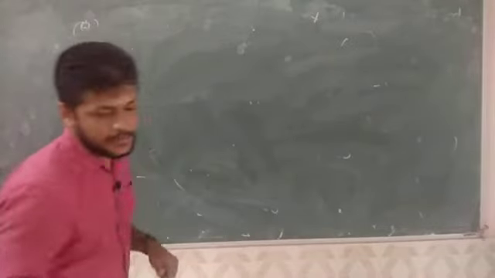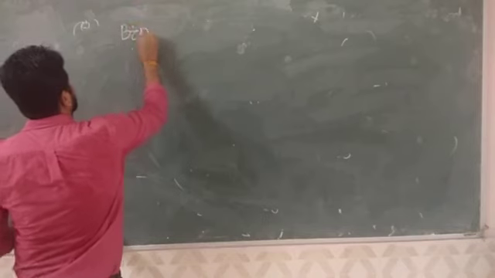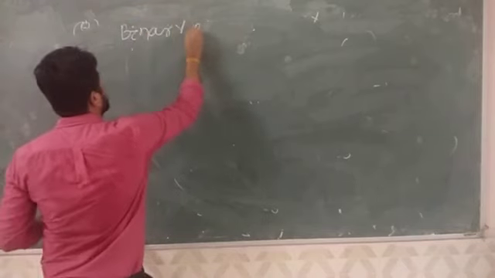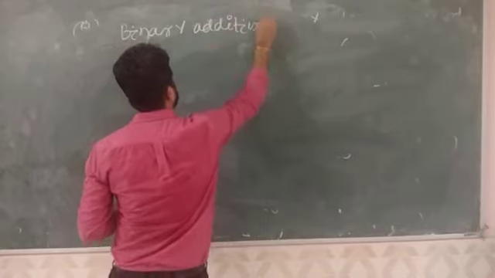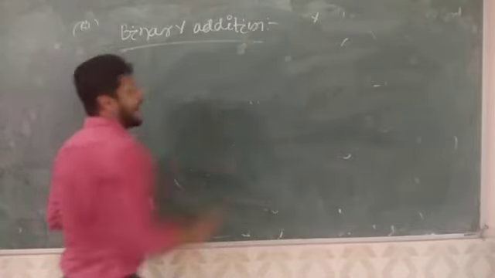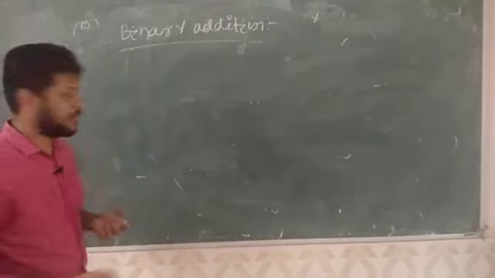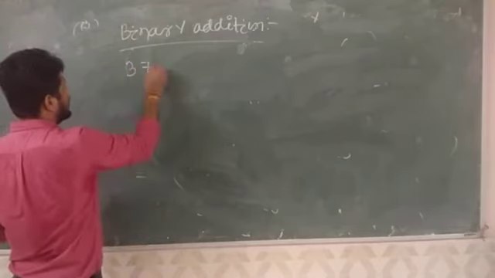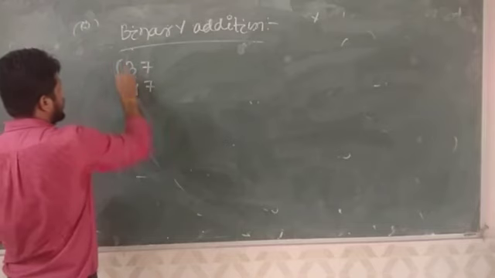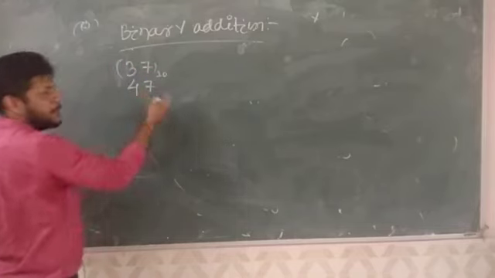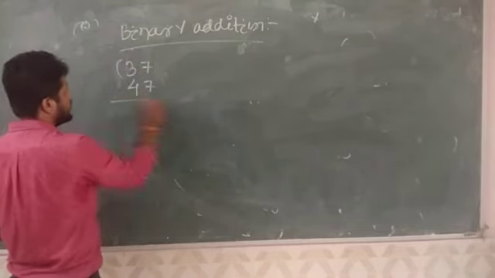First of all we see binary addition. First of all we will see how we are adding two decimal numbers. So for example, given the numbers 37 and 47, these two numbers are given in decimal. Decimal means base 10. So how are you adding these numbers?